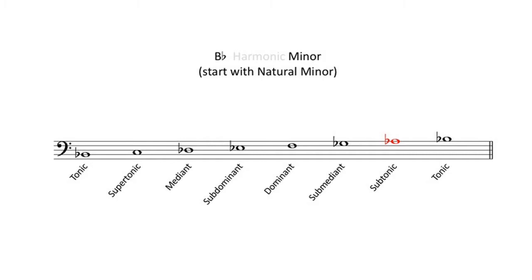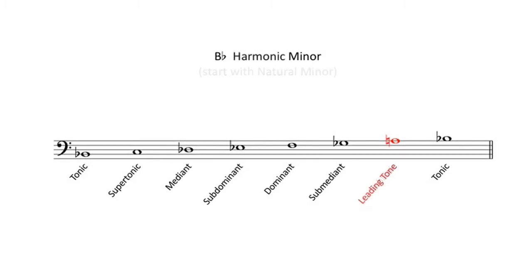Now that I have my natural minor scale written in the key of B flat, I simply take the 7th scale degree, the subtonic, and I raise it. The subtonic was an A flat. To make that a half step higher, I need to cancel out the flat and make it a natural. So my harmonic minor scale in B flat is B flat, C, D flat, E flat, F, G flat, A natural, B flat.